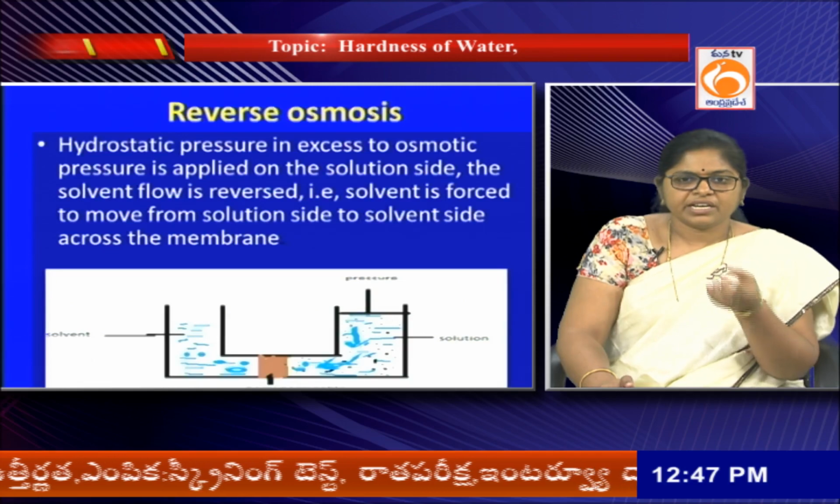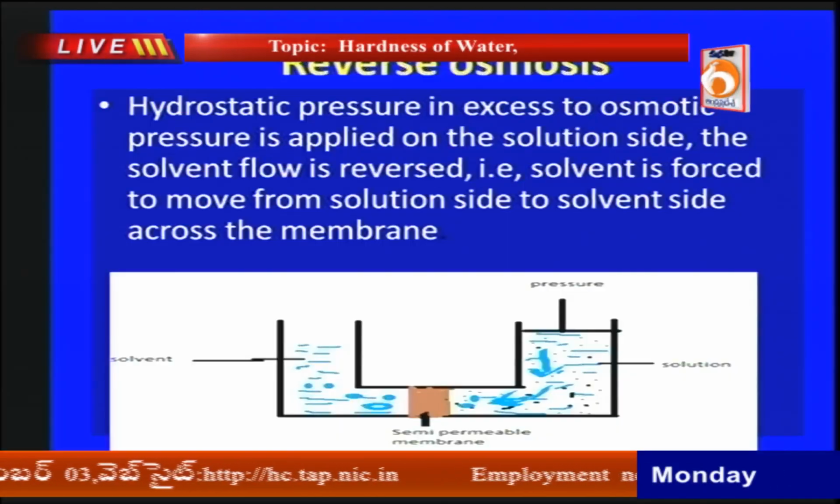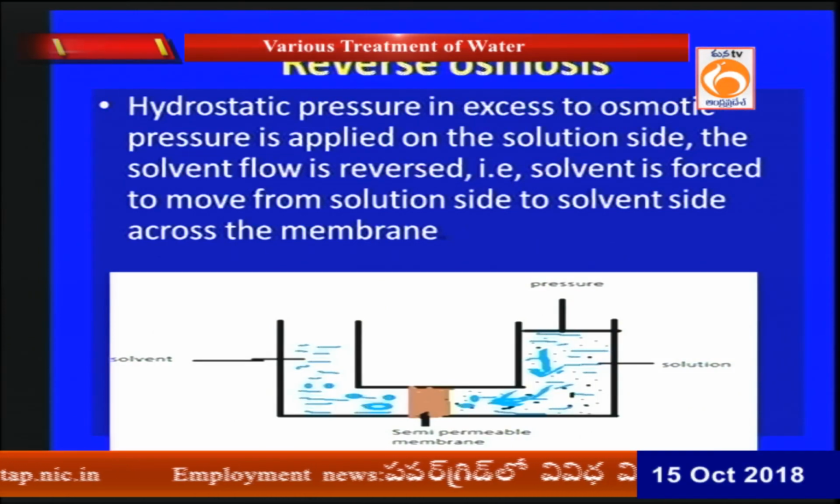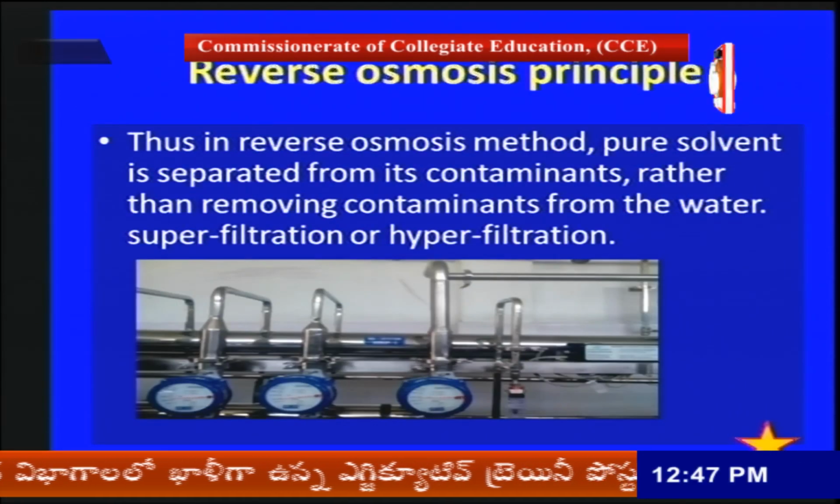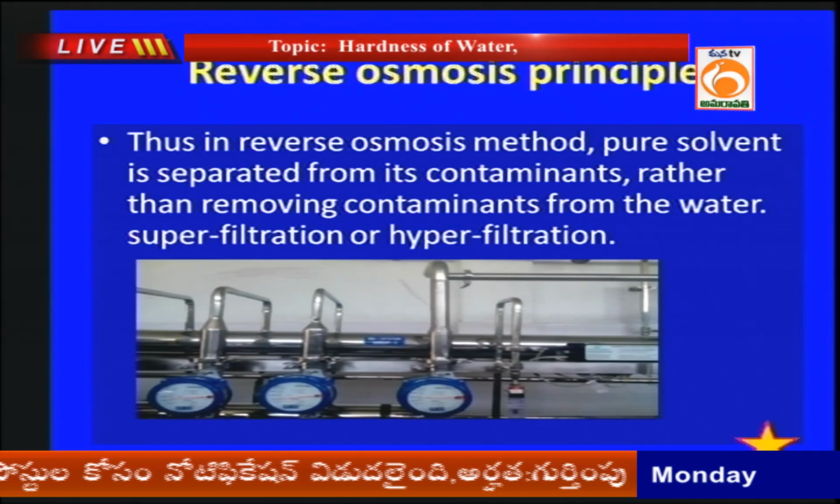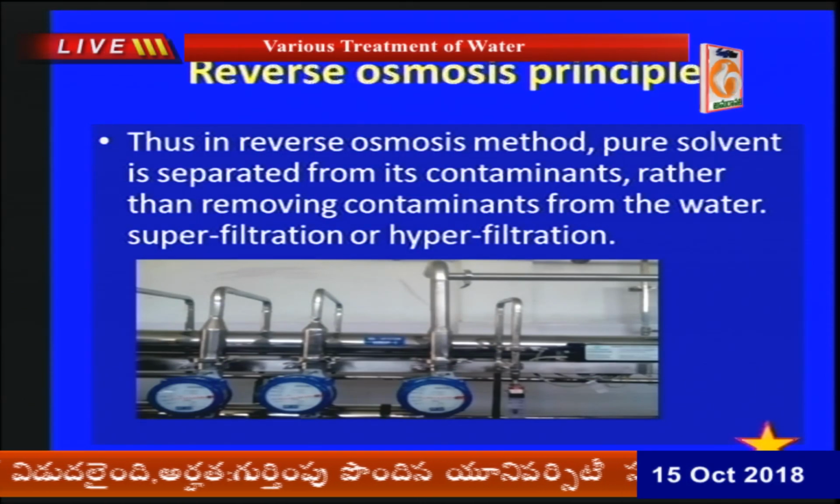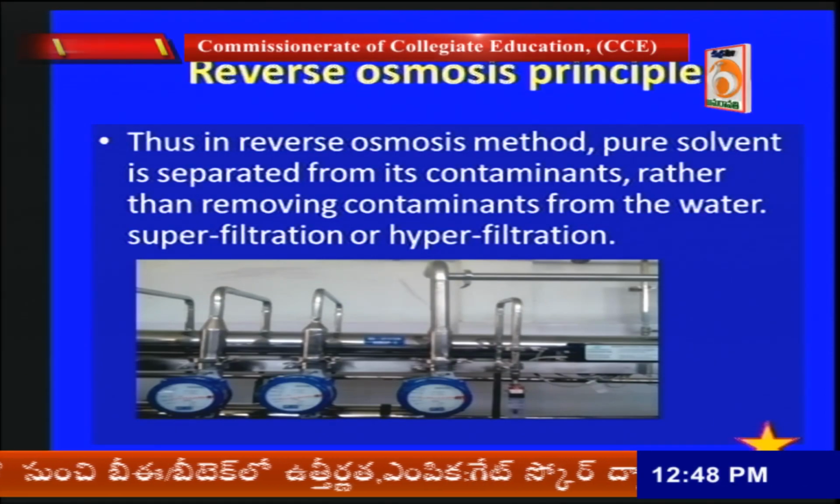Hydrostatic pressure is applied on the solution on one side, the solvent flow is reversed, that is, the solvent is forced to move from the solution side to the solvent side through the semi permeable membrane. This is observed in reverse osmosis. So in this method, pure solvent is separated from the contaminants rather than removing the contaminants from the water, and this is called superfiltration or hyperfiltration.